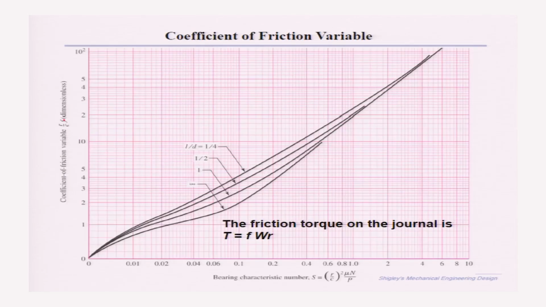The coefficient of friction you will get corresponding to the L by D ratio of 1. 1 is somewhere here and 6 is here. So this will be the coefficient of friction F, and from this F you will get F multiplied by W multiplied by R, that means the frictional torque, and then you will get the heat generation H gen.